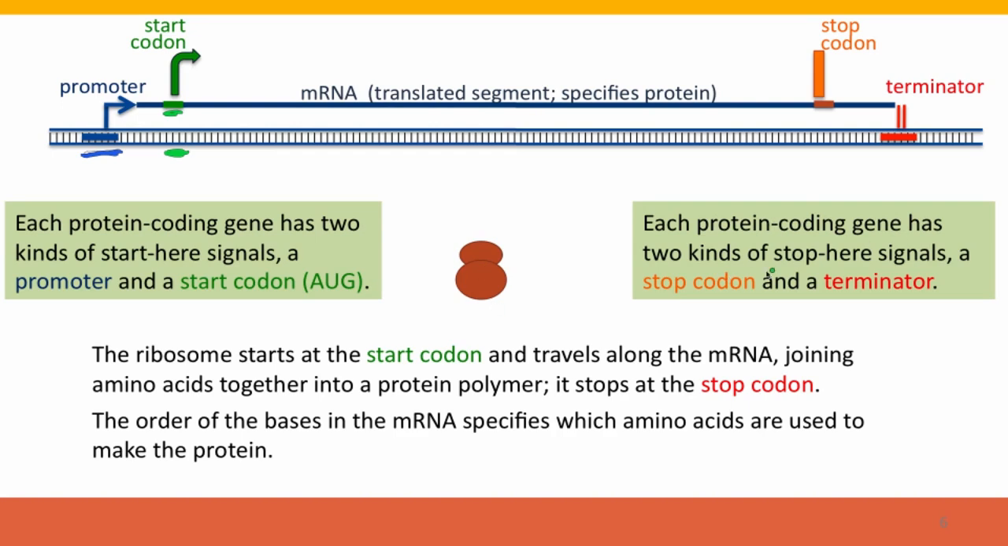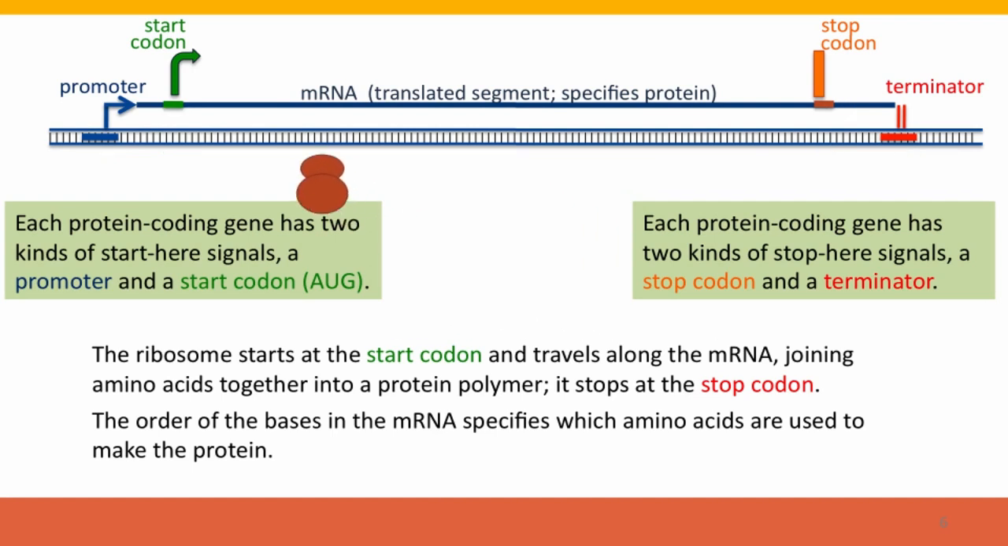There's also two kinds of stop signals. There's the terminator that we already introduced that tells RNA polymerase where to stop. And there's a signal in the RNA, it acts in the RNA, it's recognized by the ribosome, tells the ribosome to stop here, stop making protein. Again, this sequence is coded, it's specified in the DNA, but it acts in the RNA.